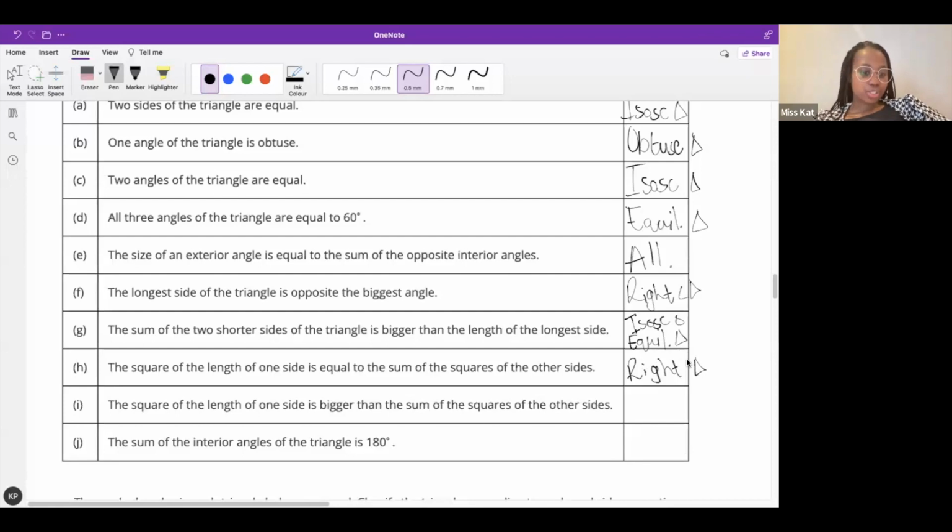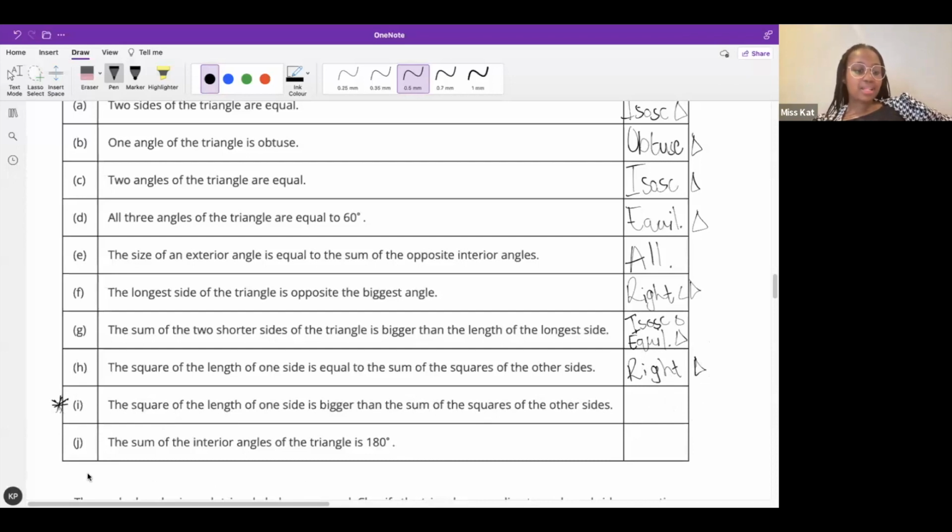And now it's just getting ridiculous. The square of the length of one side is bigger than the sum of the squares of the other sides. We wouldn't know. Let's just leave it alone. Yes, Butle, I see your DM. That's correct. I is just being ridiculous right now.